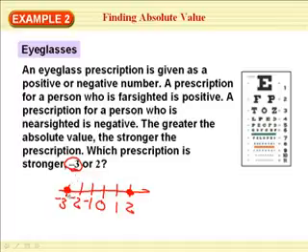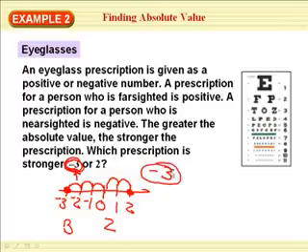So let's count how far this is to get to 0. 1, 2, 3. So the absolute value of -3 is 3. And how far does it take for 2 to get to 0? 1, 2. So the absolute value of 2 is 2. So let's go back to that statement. The greater the absolute value, the stronger the prescription. So since -3 has a greater absolute value, -3 is the strongest prescription. So there's that example right there.